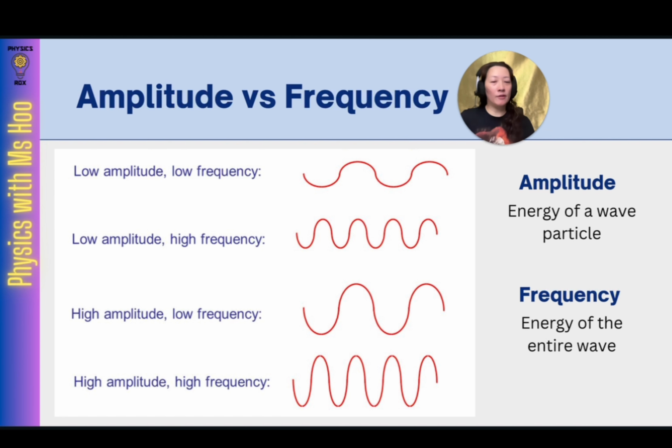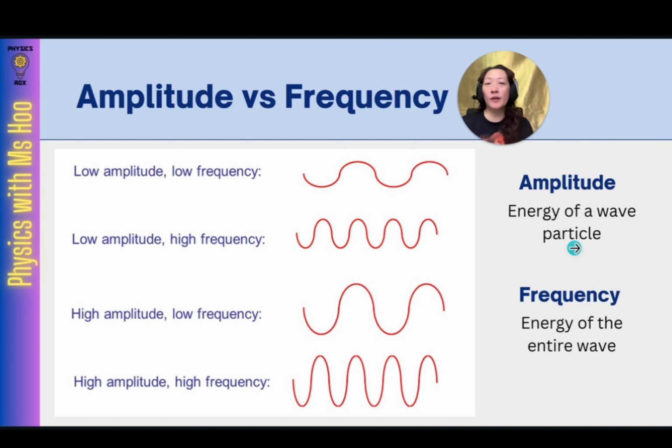A lot of students also relate frequency with energy, and yes, there is a relationship, but frequency is related to the energy of the entire wave. Obviously, if there's greater frequency, there's overall greater energy. If the frequency is lower, then yes, the overall energy will be lower. So amplitude and frequency are related to energy, but in very different ways. One more time, amplitude is related to the energy of a wave particle. So when the wave particle has more energy, the amplitude will be greater. But if we're talking about energy of the entire wave as a whole, then that is related to frequency.